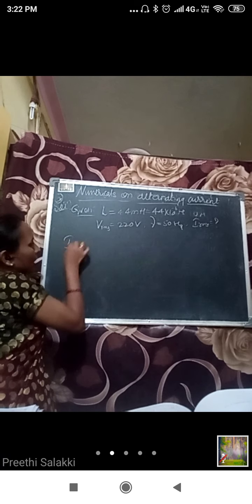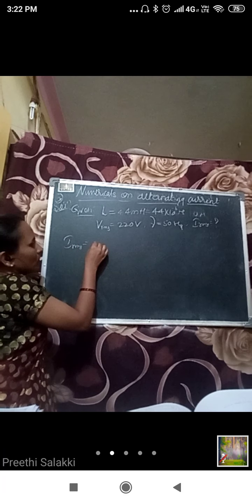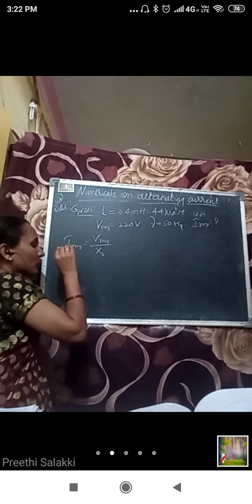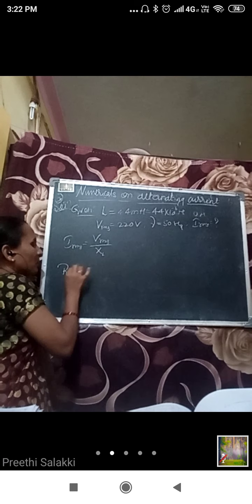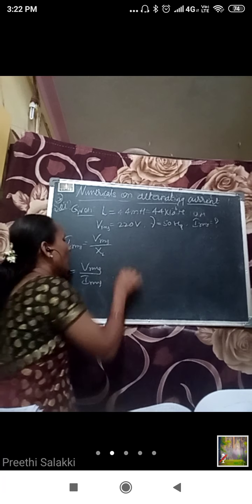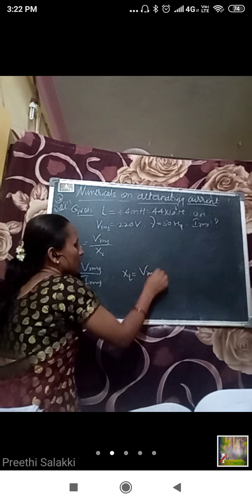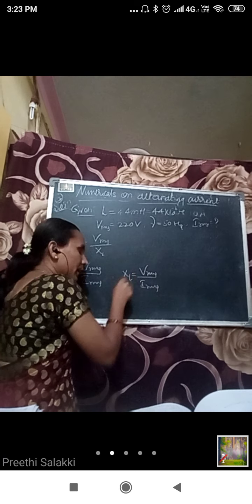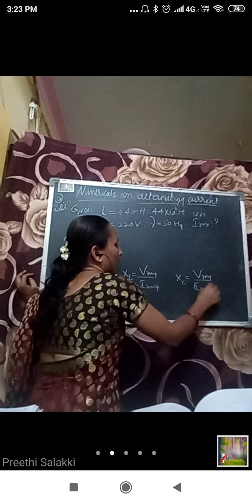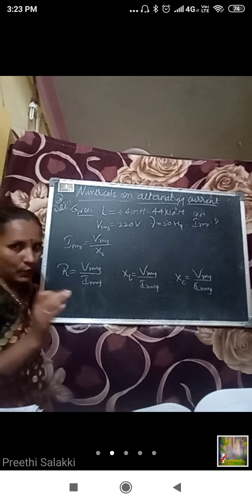Look at the board very carefully. The formula for IRMS can be written as IRMS is equal to VRMS by XL. Before solving this numerical, I want you to understand this. R can be written as VRMS by IRMS for a pure resistive circuit. XL can be written as VRMS by IRMS for a pure inductive circuit. And XC can also be written as VRMS by IRMS for a pure capacitive circuit.